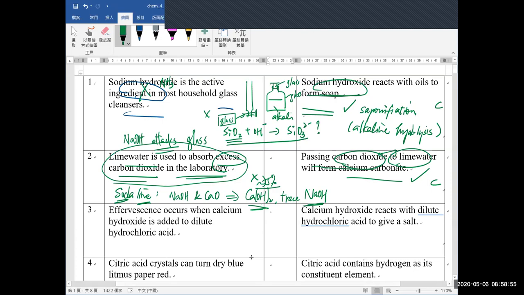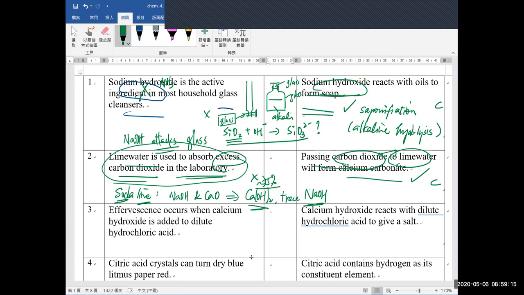For those who are still studying biology, you may refer to some MC questions on the use of soda lime, especially when dealing with respiration, the experiment setup of respiration. You may use this.